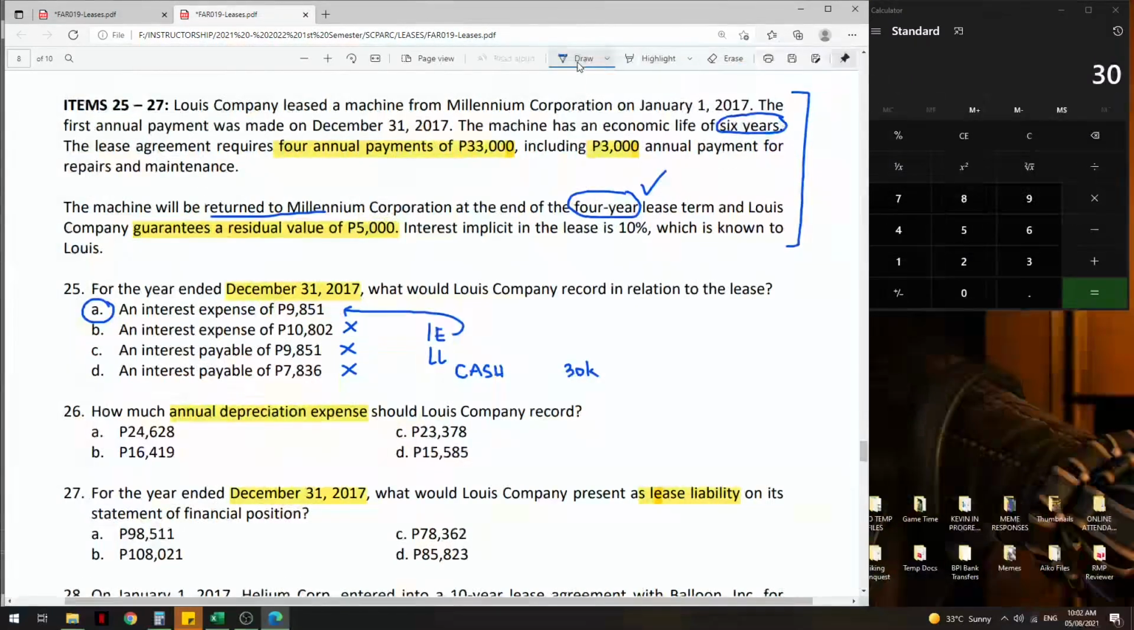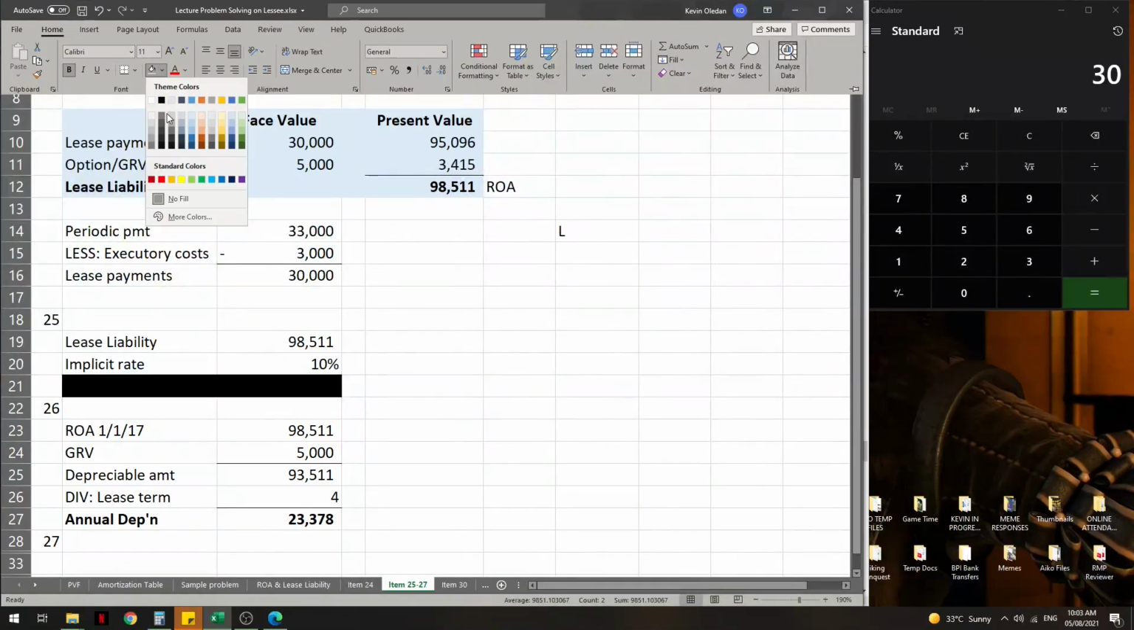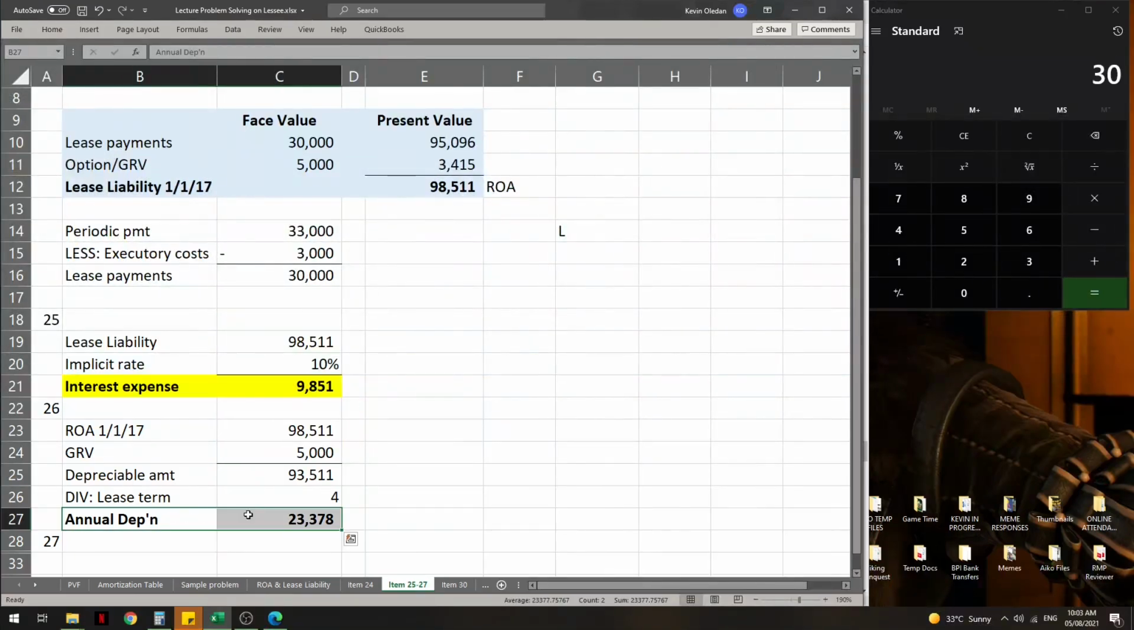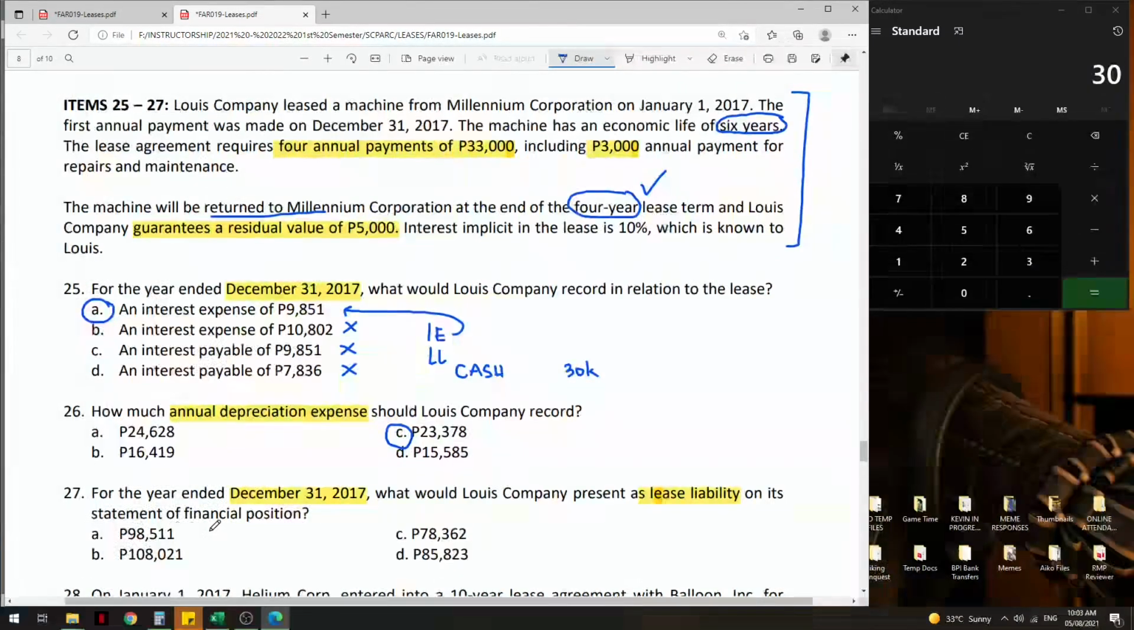So, alin yon? In our item number 26, it's 23,378, letter C. Alright? So right now guys, we already have answered requirements number 26 and requirements number 25. The following are your answers. Let us now proceed to the last item in this problem, and that is your number 27.